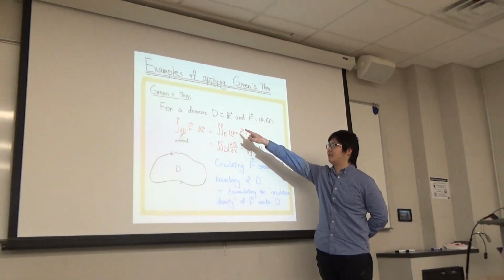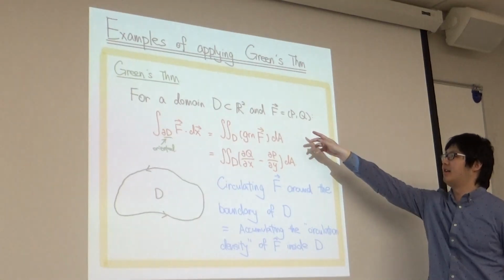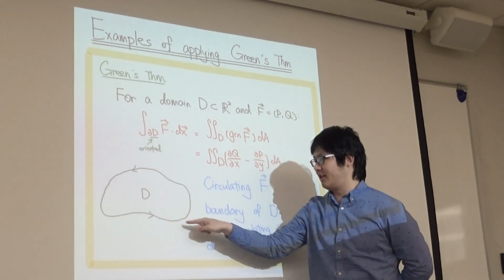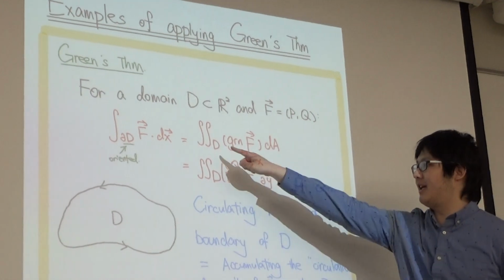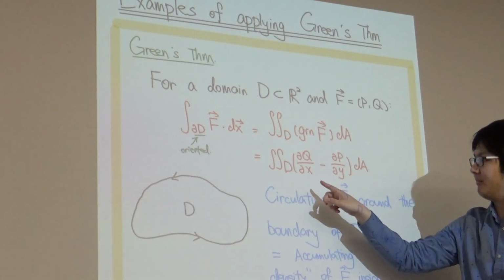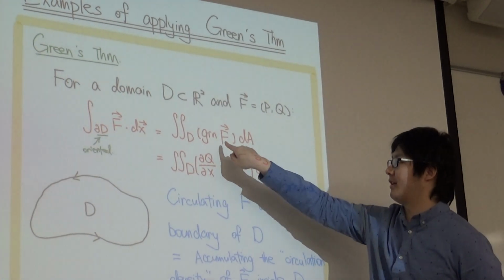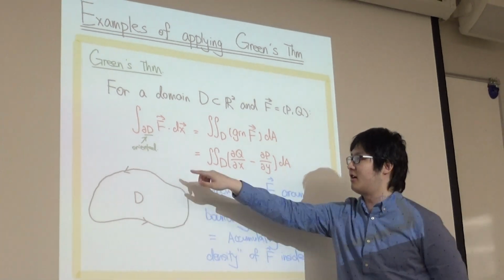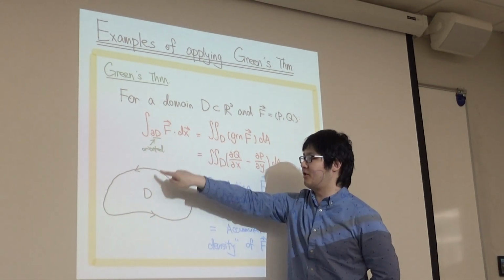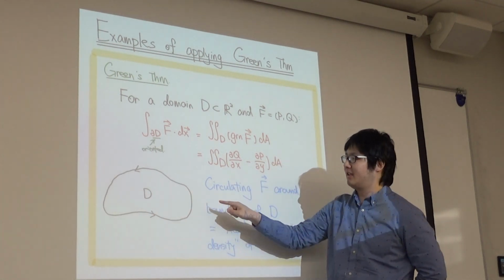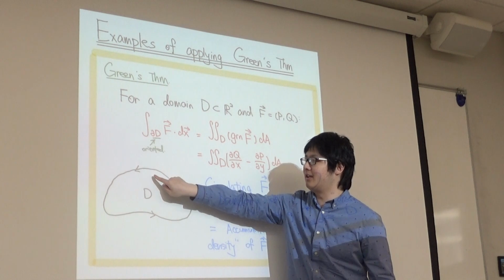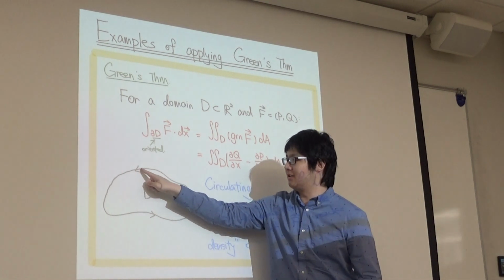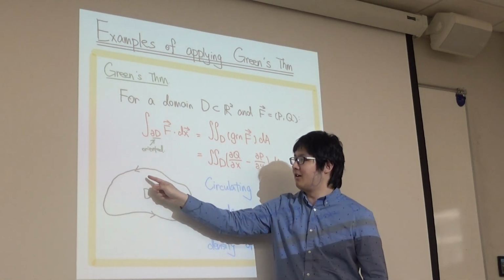If you have a domain D in R2 and a function f, the line integral of f along the boundary of this region is the same as integrating the circulation density, the curl operator of f, over this region D. Here I want to point out that the boundary of D has an orientation: imagine you are standing on this region next to the boundary, then the boundary should be on your right and the region D should be on your left. So in this case, it is oriented counterclockwise.